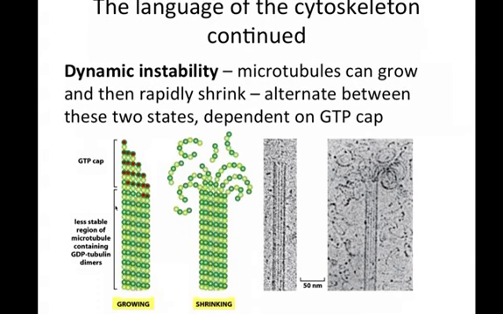Okay, so we're back to dynamic instability. Microtubules can grow and rapidly shrink, right? They're alternating between these two states of growth and disassembly, and this is dependent on the GTP cap. I'm going to refer to the GTP cap over and over again, and it's best to understand it. What it really means is the GTP-bound form of your alpha-beta tubulin, okay?